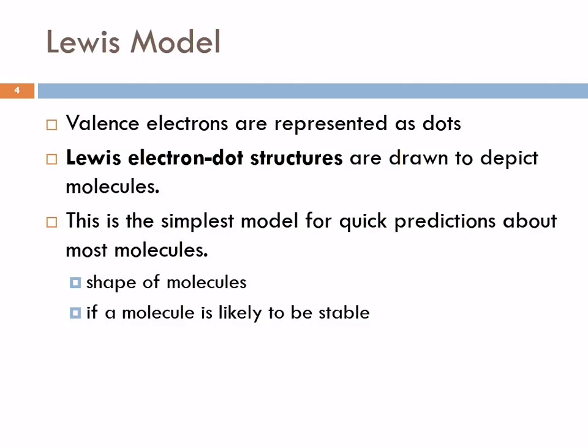In the Lewis model, we represent valence electrons as dots. And we draw what are called Lewis electron dot structures, or sometimes I'll just call them Lewis structures, to illustrate what a molecule is like. This is a very simple model. It's easy to use. It gives us quick predictions. It doesn't work for everything, but it works for a lot of things, so it's still very useful. It can help us predict the shape of molecules and help us predict if that molecule is going to be stable or not.